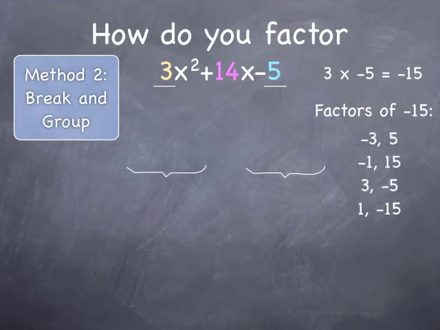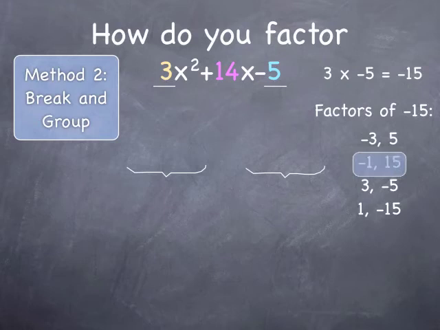Negative 3 and 5, negative 1 and 15. These are all factor pairs of negative 15. I want to find the pair that adds up to the middle term in the original equation. In this case, I'm looking for a pair that adds up to 14. And I see that this pair, negative 1 and 15, meets that requirement.